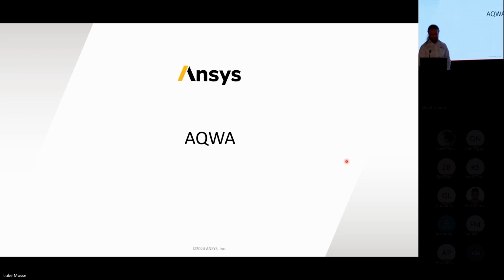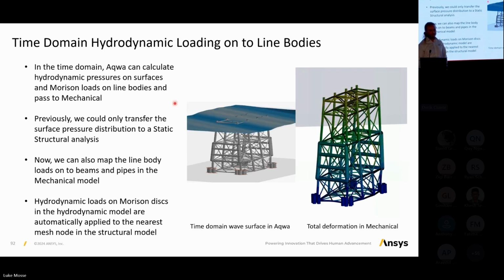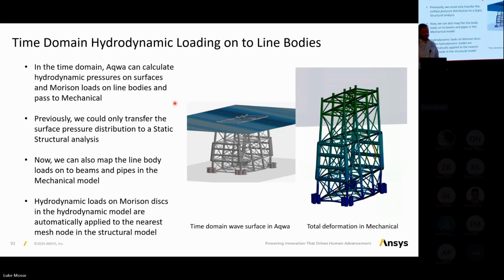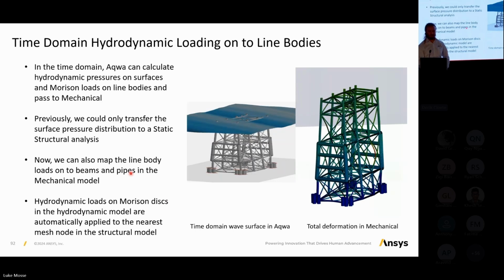AQWA. AQWA is the hydrodynamics code. So a few enhancements here. In the time domain, AQWA can calculate hydrodynamic pressures on surfaces and Morison loads on line bodies and pass those to mechanical. So previously, it would only transfer the pressure distribution into the static structural analysis. Now, if we're modeling the structure with line bodies, beam elements, it will calculate the loads for the beam elements and transfer those directly to mechanical rather than having to work with pressures.